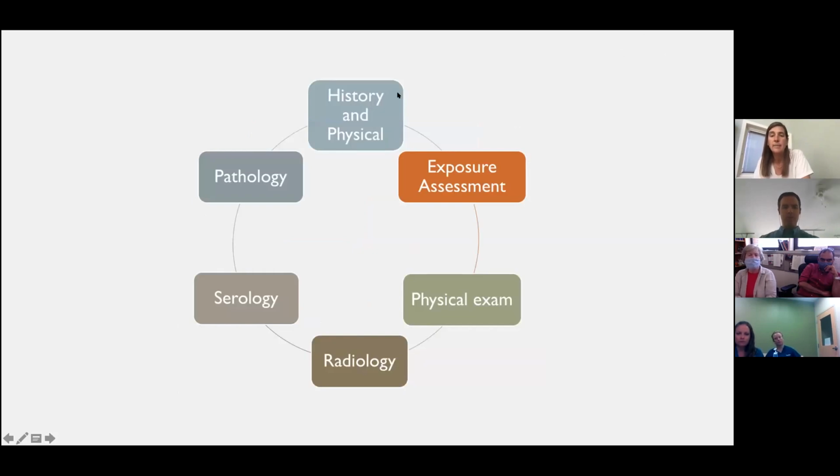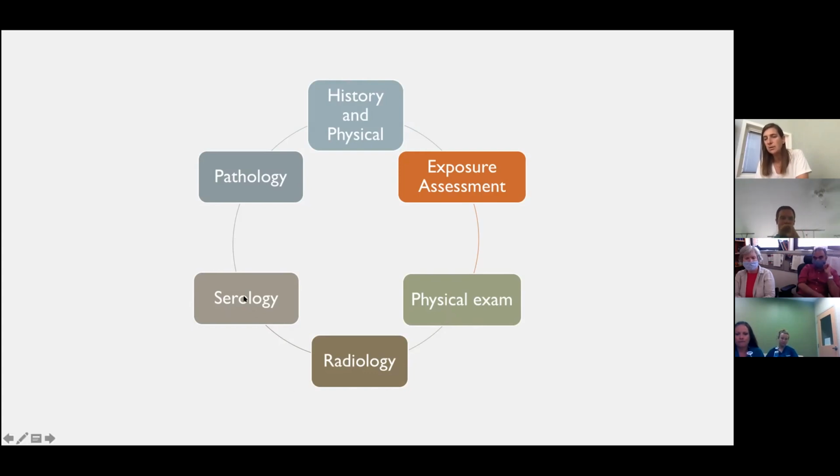We've got our history and physical, which we always, of course, do. And the history focuses a lot on exposure assessments as well as autoimmune type symptoms, as well as duration of the symptoms, etc. And we do an exposure assessment, which I advocate for being very thorough with a questionnaire of some sort, so you don't rely on your memory. A physical exam that focuses really on the lungs and other systemic diseases that also have ILD as part of them. We have our radiology, which we'll talk about.